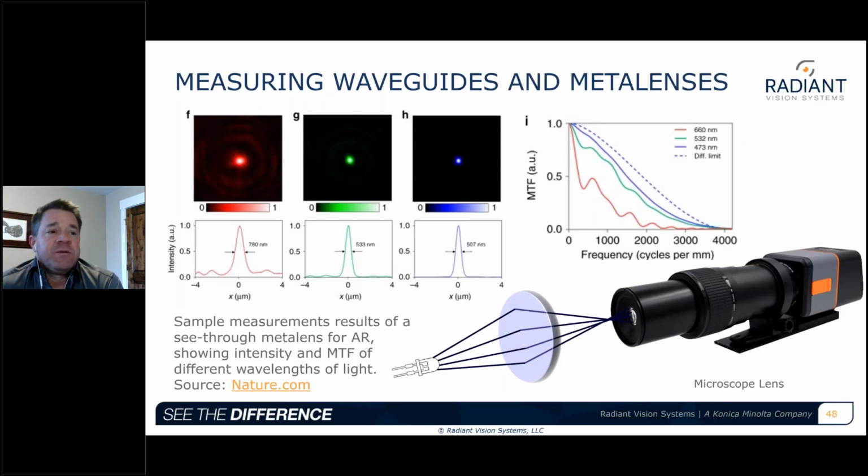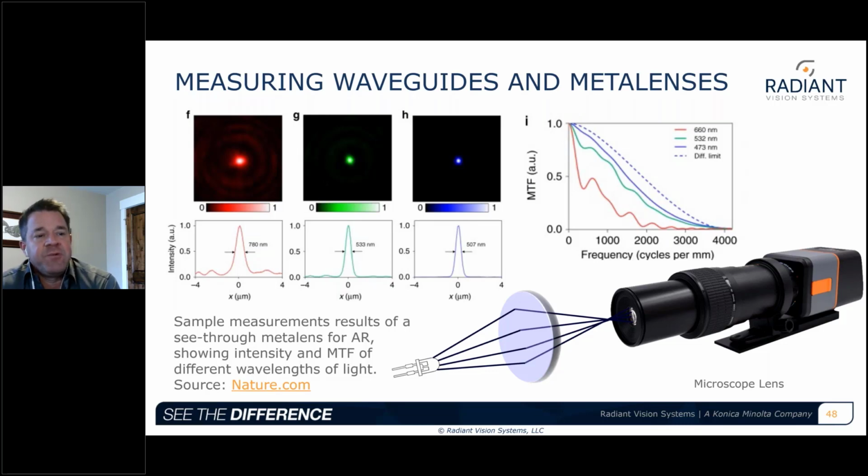So MTF can be used to analyze the imaging quality of waveguides or metalenses. A microscope can be useful in this case, especially since metalenses are incredibly small. To isolate measurements to the metalens, the component can be illuminated using an LED light source. The imaging system can then capture the output image.